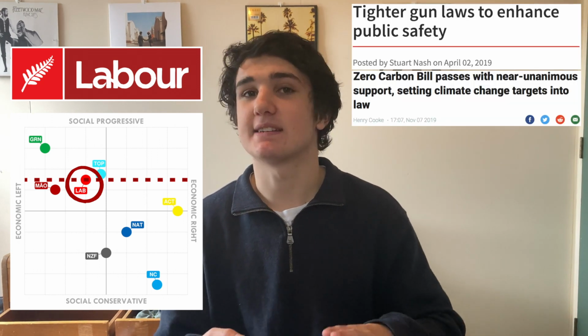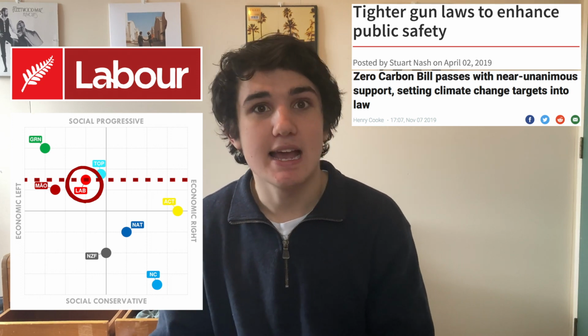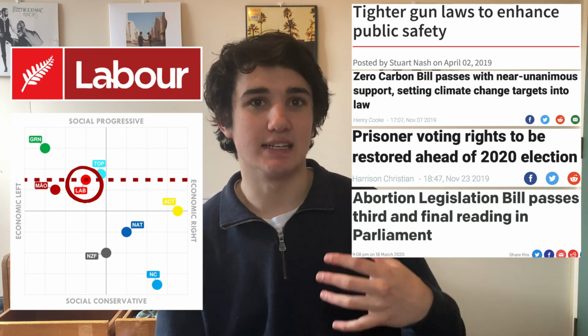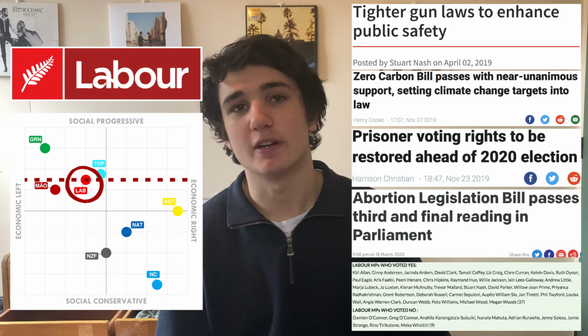More recently, Labour announced that if re-elected, they'll be implementing a new top income tax bracket on the top 2% of earners. The Labour Party leans socially progressive. So in the term just gone, they implemented legislation that restricts gun ownership, that protects the climate through the Zero Carbon Act, and that gives some prisoners the right to vote. They also introduced an act into Parliament to legalise abortion, which the majority of Labour MPs voted for.